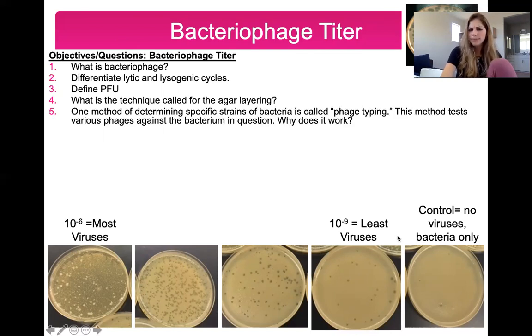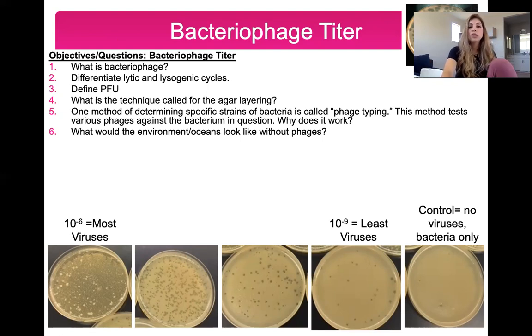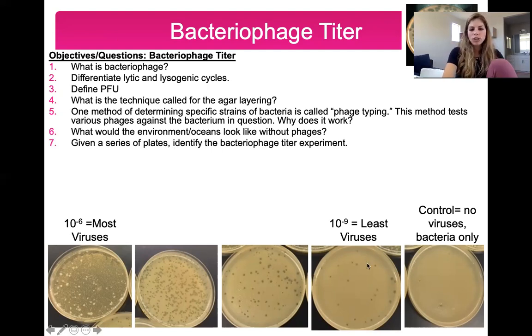We talked about in medicine how people could potentially use phages because phages are so specific. And then what would the environment look like without phages? So we talked about how phages are very important for controlling the amount of bacteria. And without phages, we would have a crazy bloom of bacteria in the oceans and in the environment. So if you see these pictures, know that these are the bacteriophage experiment. These are not bacterial colonies. These are plaques formed by viruses.